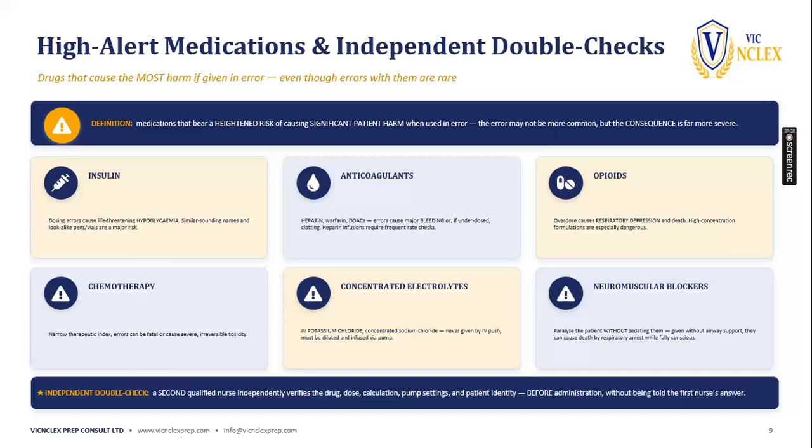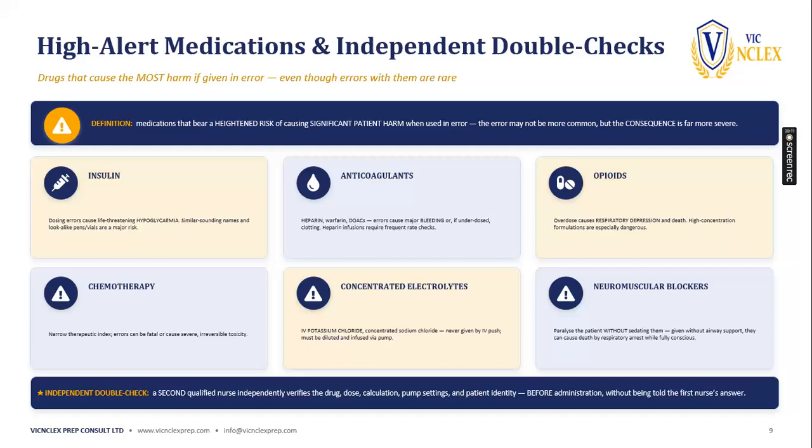Then another one is some of the neuromuscular blockers. Yes, some of your neuromuscular blockers are high alert medication, because if you give a neuromuscular blocker it can paralyze the patient. It's very, very important. You're paralyzing the patient, but the patient is not sedated, and this will cause a problem for the patient.